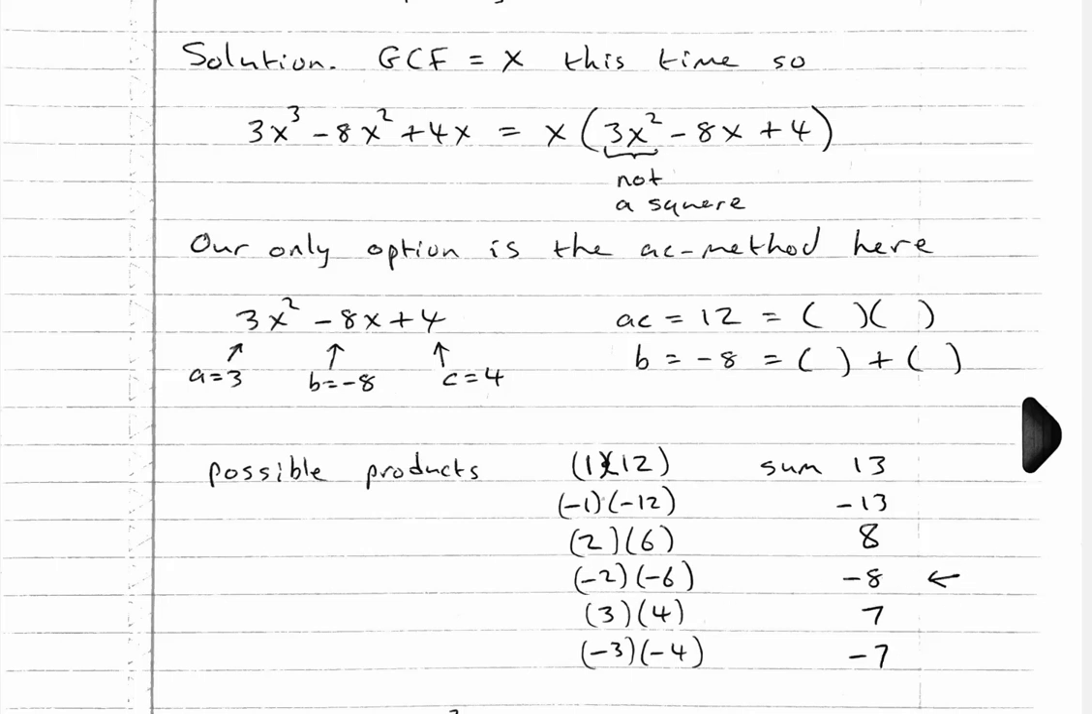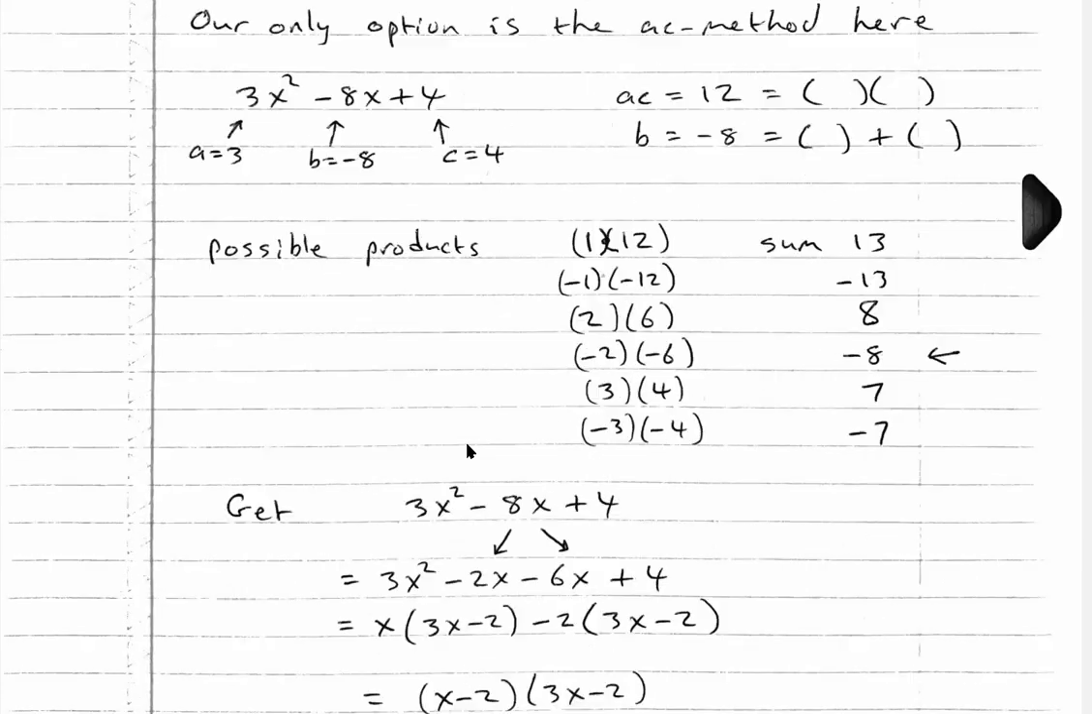So this is what we're after, giving the right sum: negative 2, negative 6. Then we use those two numbers to split the middle term. Negative 8x turns into negative 2x minus 6x.